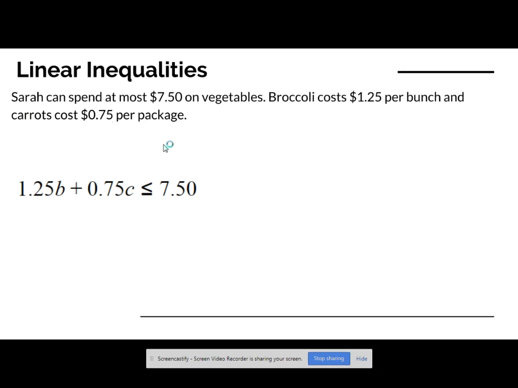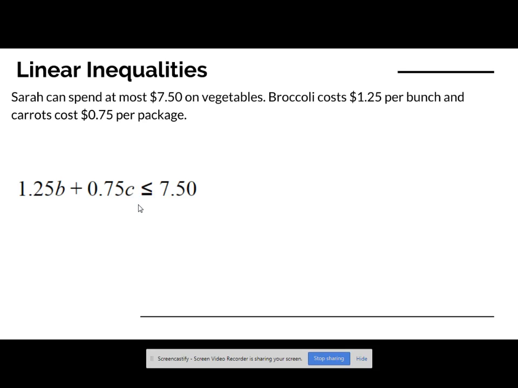So I'm going to have this inequality here. $1.25 times each bunch of broccoli, plus 75 cents times each package of carrots is less than or equal to $7.50. Because again, you can't add these together and spend $8 if you only have $7.50.